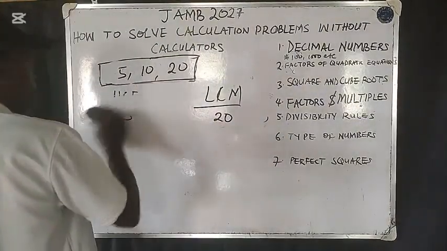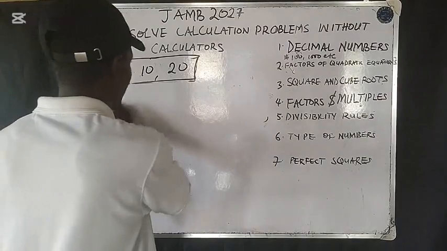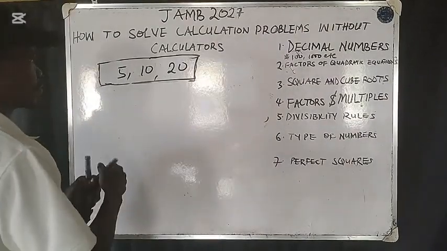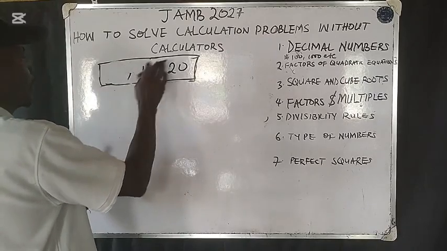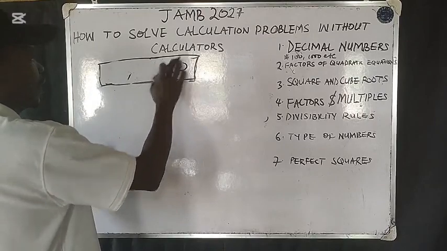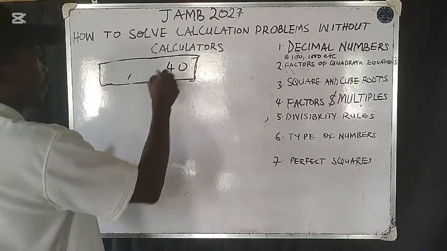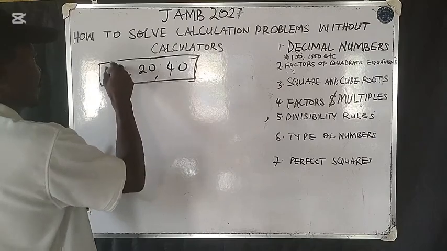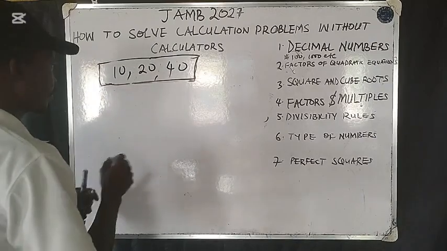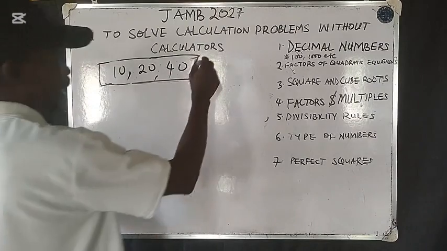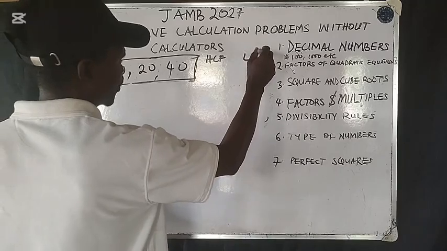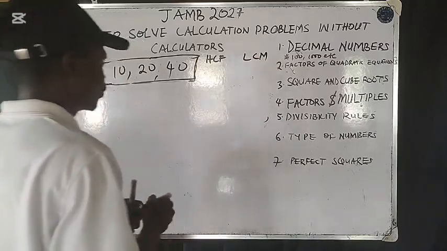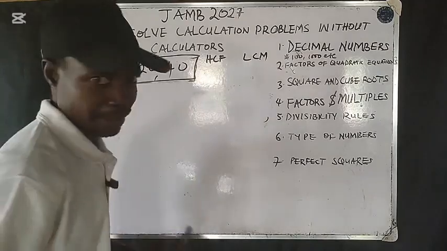This time around, we're going to work it. Before we work it, we'll try to know it without working it first. Let's call this place 40, let's call this place 20, and let's call this place 10. So HCF and LCM. Before we work it, let's try to know the HCF and LCM.